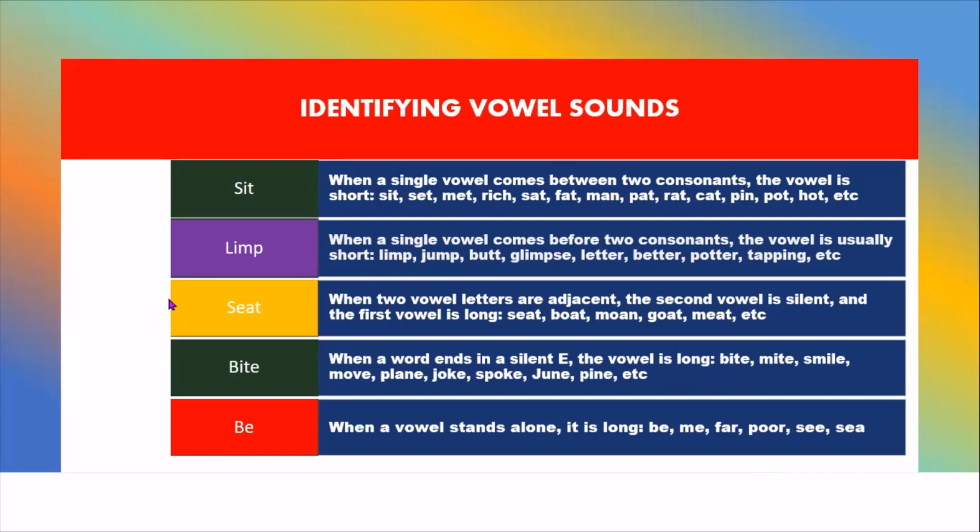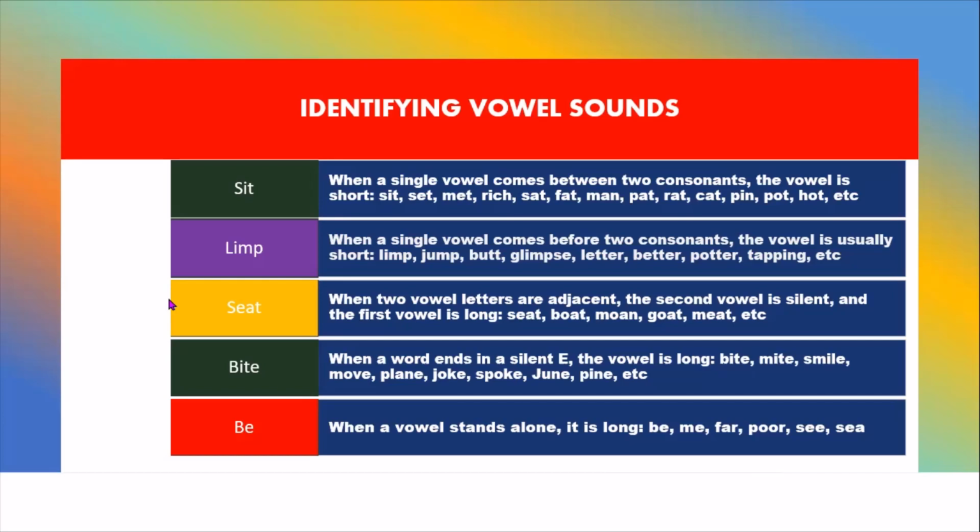Another rule: when a word ends in a silent E, the vowel is long. That's what you have in bite. You have B-I-T-E. The E after T is silent. It's not pronounced. And because of that, the vowel that actually comes before it is long. That's why we have bite. Other examples are might, smile, move, plain, joke, spoke, June, pine, etc.